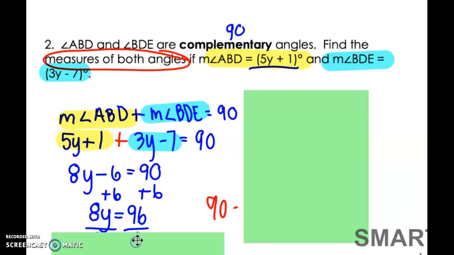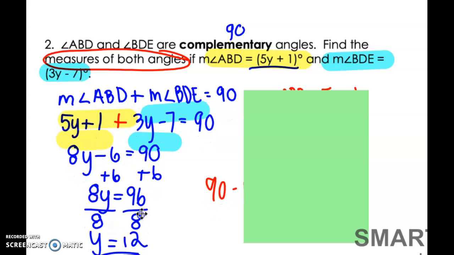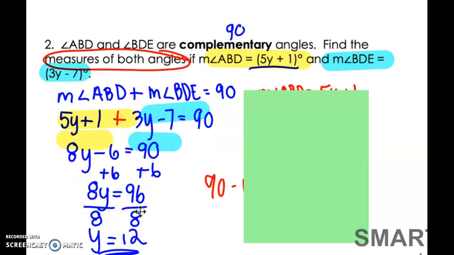Now remember that 8y is 8 times y. So to get y by itself, I have to do the opposite of multiplying by 8 to both sides of the equation. So I'm going to divide by 8 on both sides of the equation. You can't see it here, let me move this up. y is equal to 12.